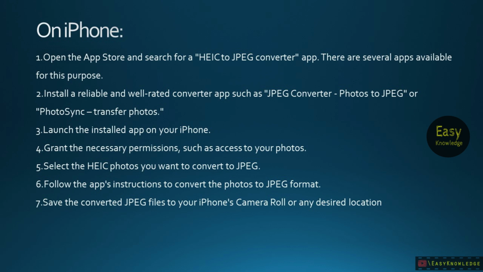6. Follow the app's instructions to convert the photos to JPG format. 7. Save the converted JPG files to your iPhone's camera roll or any desired location.